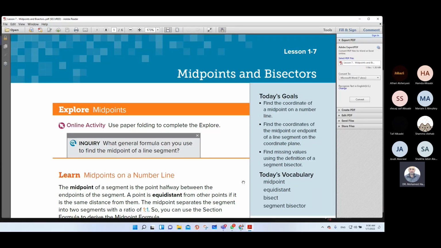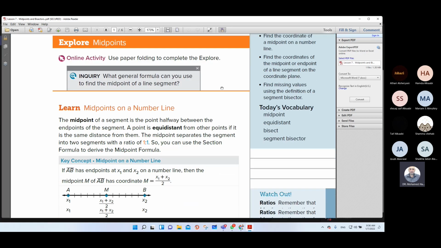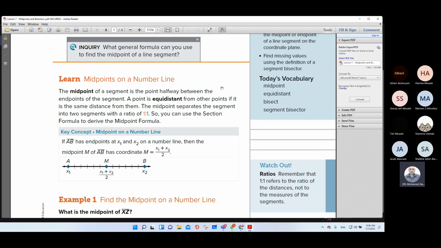Math grade 9 geometry. We are in the first module. Today we have the last lesson in this module, lesson 7, midpoints and bisectors. Midpoints and bisectors. So we want to learn the midpoint on a number line.